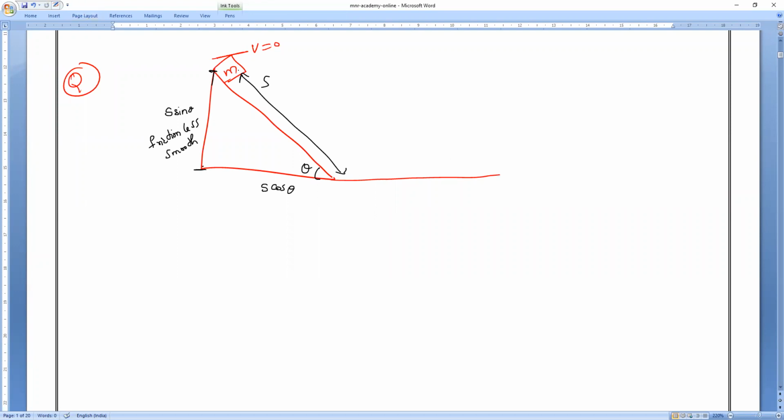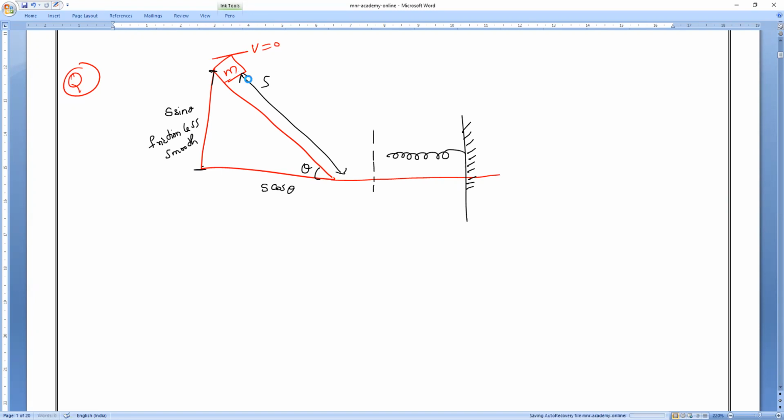Now this body has to come down, and observe, there is a spring actually. The spring is up to here. Generally you consider the spring is up to some distance. So that is what it is here.